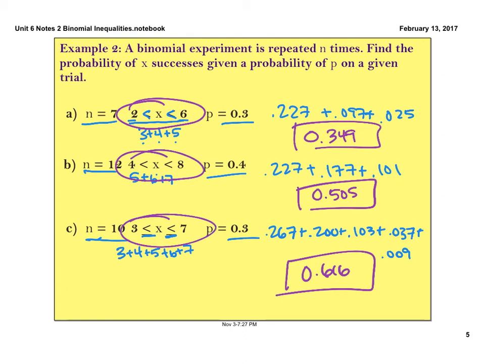All right, so those are the compound inequalities, or in other words, x is between two values. So just pay attention, is it inclusive or not? And then add up the values that are between the two values you want.